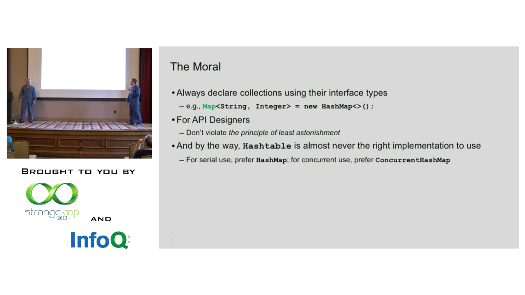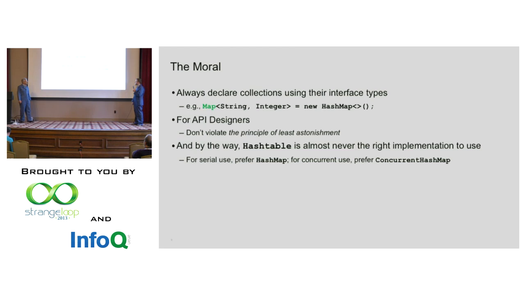Hashtable is pretty much obsolete. If you're using the thing serially, then use HashMap. And if you're using it concurrently, use ConcurrentHashMap. It scales like nobody's business. It's a wonderful class. You can run thousands of threads against it, and it just works. It's fast. Doug Lea wrote it. I need say no more.